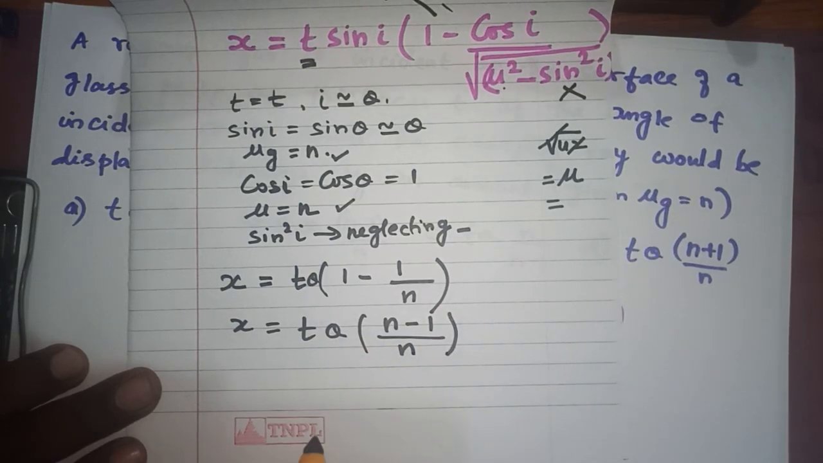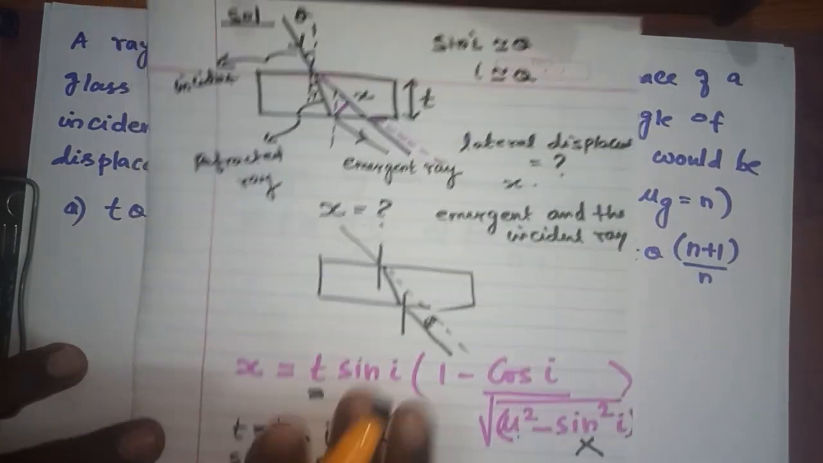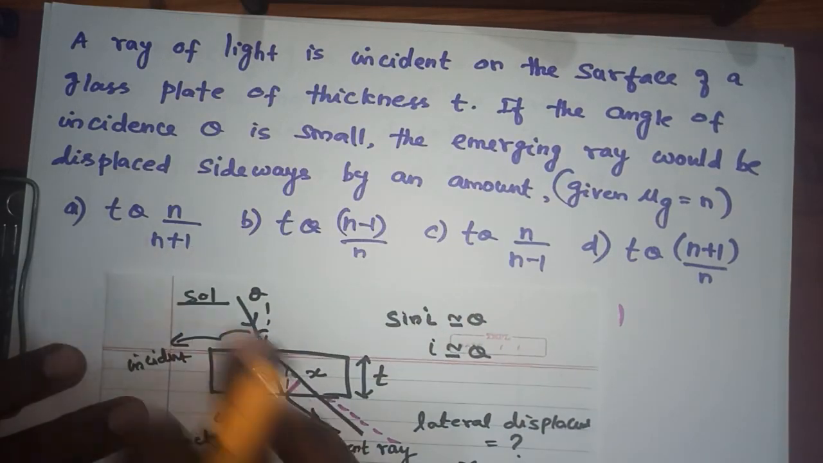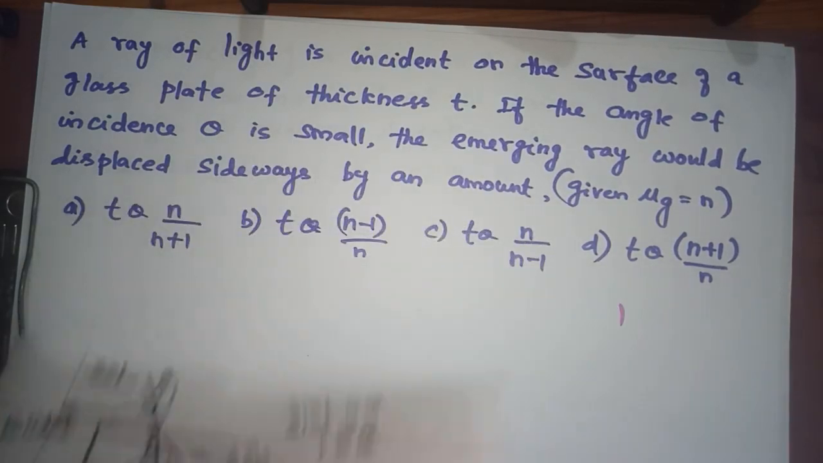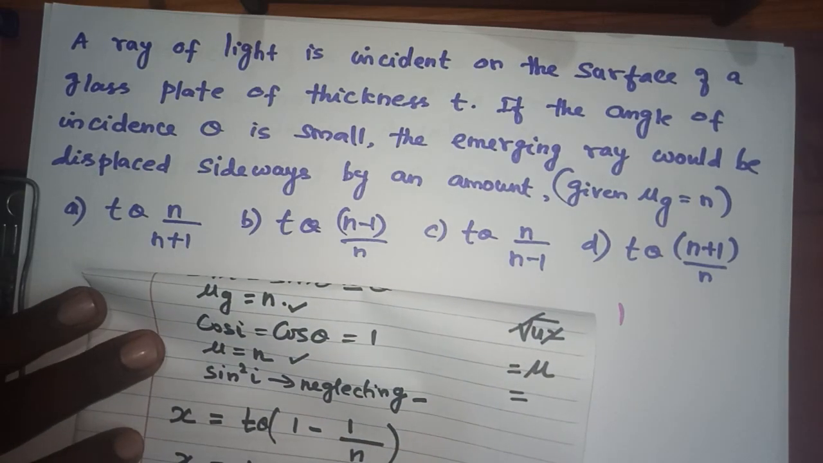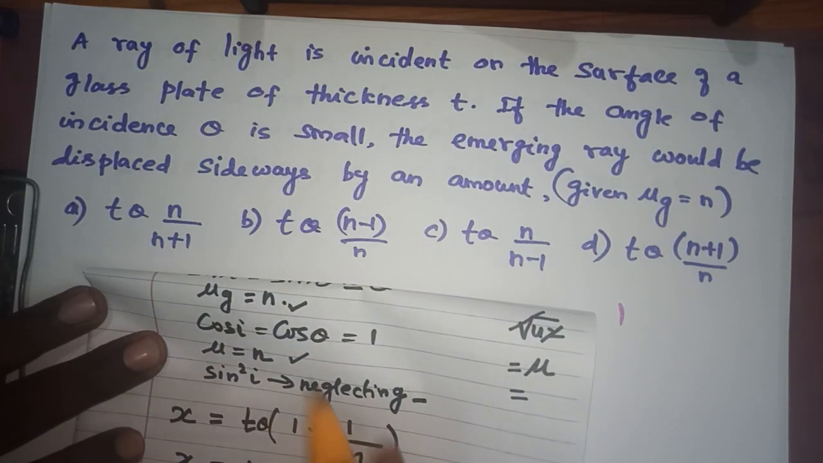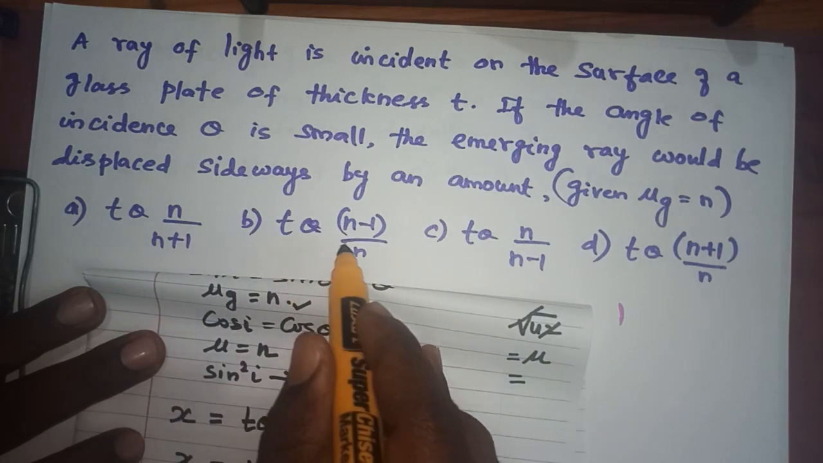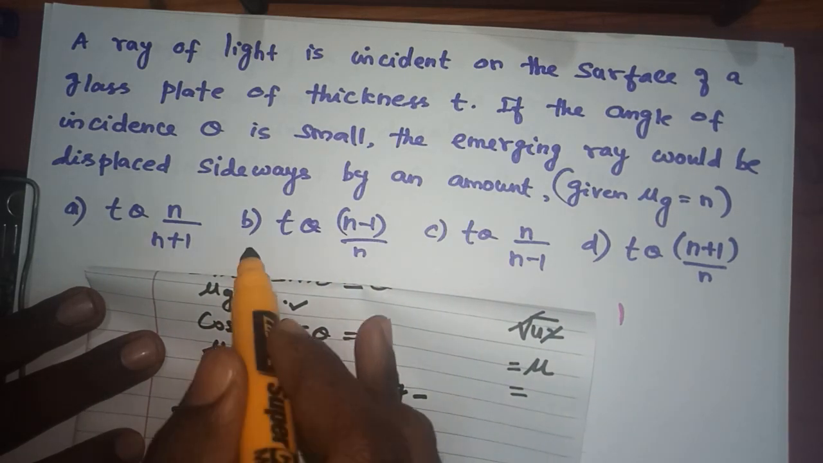So can you find this formula anywhere in the options given? t theta n by n plus 1, right? So you can look here, right, t theta n minus 1 by n. So option B is the right answer for your given question.